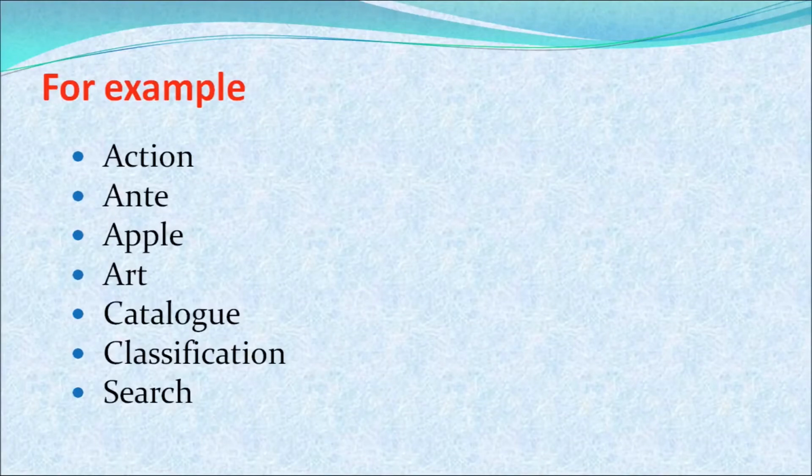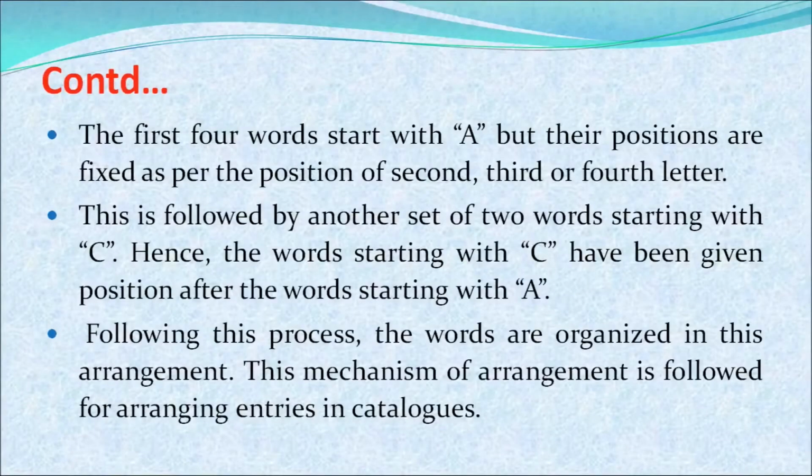An example for this can be action, ant, apple, art, catalog, classification and search. The first four words start with A. Their positions are fixed as per the position of the second, third and fourth letters. This is followed by another set of two words starting with C. Hence, the words starting with C have been given the position after the words starting with A. Following this process, the words are organized in this arrangement, and this mechanism of arrangement is followed for arranging entries in the catalogs.